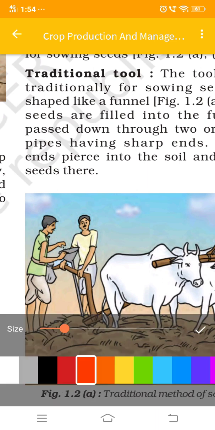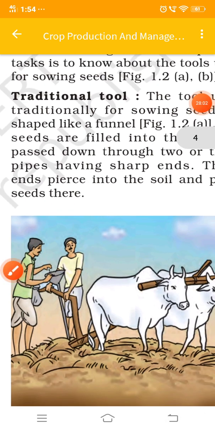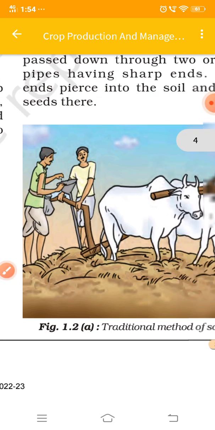So what is there in this? They have said this is a funnel type structure. This man will pull, means he will drag, that plough. This man will throw the seeds in this type of funnel. Then the seeds will pass down. There might be a hole somewhere over here, and then the seed is being sown.